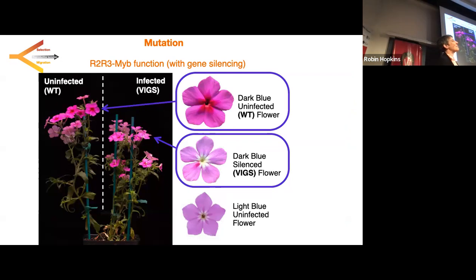The really cool thing about these VIGS experiments is that they're mosaic. So you get some branches that are uninfected and don't have silencing and remain super, super dark. And some branches that you really effectively infect and silence, or decrease the expression of that MYB. And sure enough, you get these super light flowers that pretty clearly match what we see in the field as the natural color of the light plants.